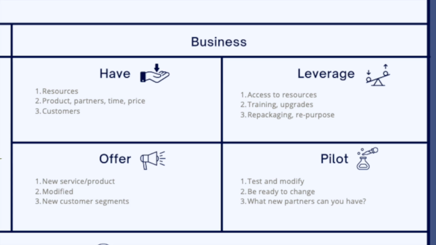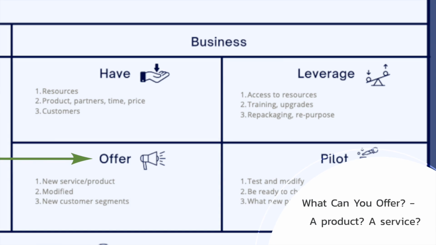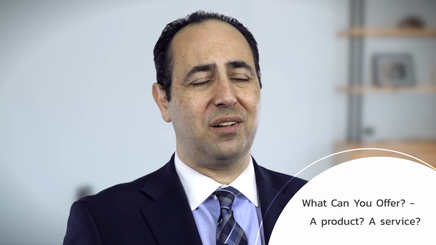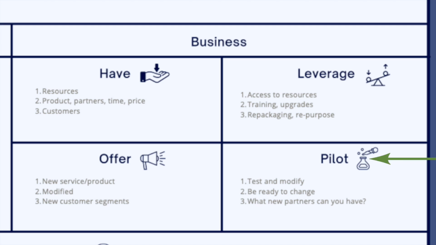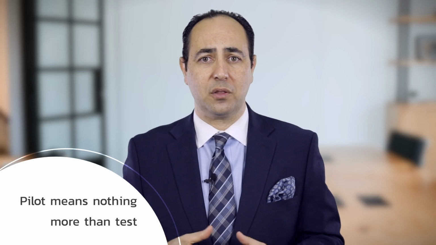And then next, we're going to talk about what can you offer. So now that you know what you have and what you can leverage, can you offer a product or a service? Can you offer a new service or a new product for your customers? Can you offer it to new customers, right? And then the last one, you will notice it'll say pilot. You got to test it. Pilot means nothing more than test. So let's walk through this in a specific example, maybe 1 or 2 that could allow you to think through it. But first, let's talk about what it means to list what you have.